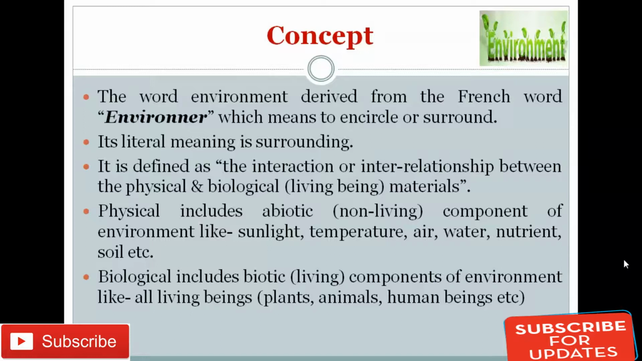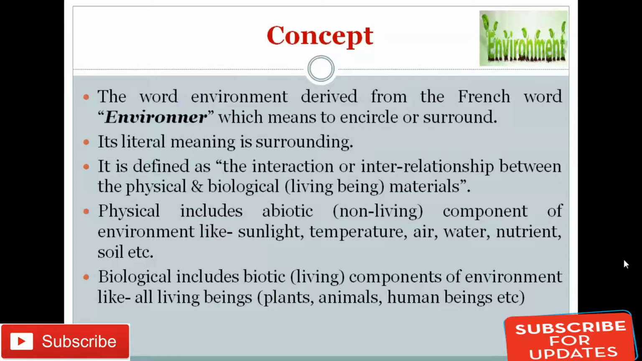Next, if we talk about the word surrounding, then we have to think about what are the things present in our surrounding area. Because our surrounding is made of two types of component. One is physical component, another is biological component. So environment is defined as the interaction or interrelationship between the physical and biological components.